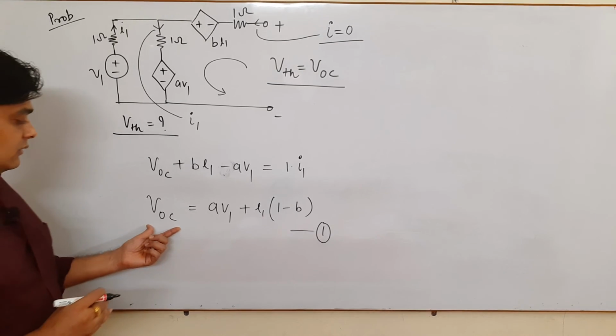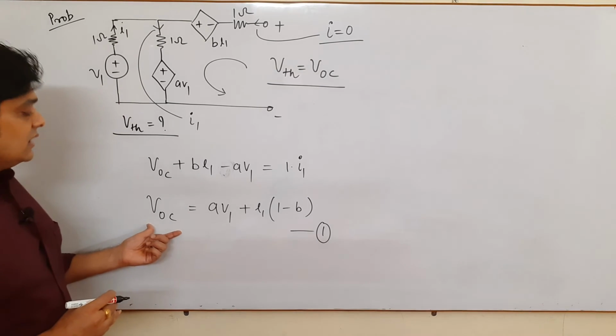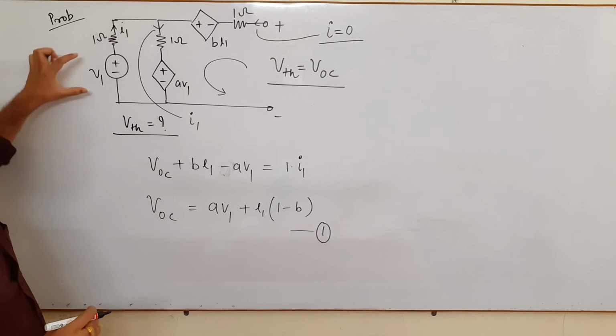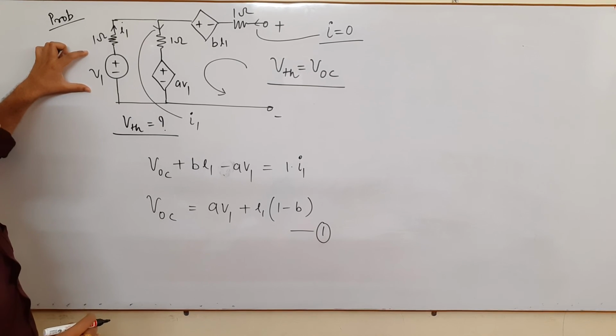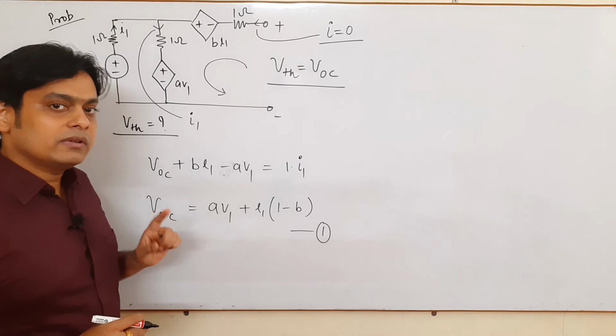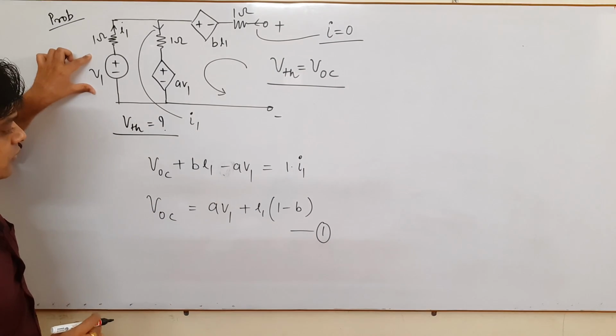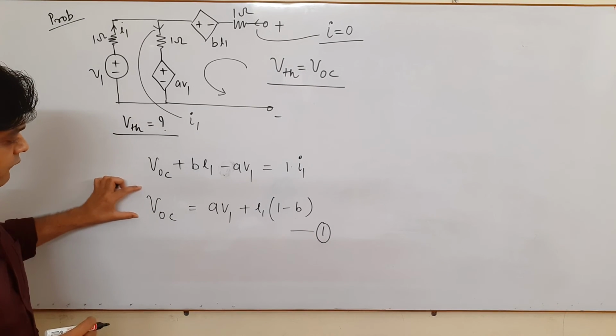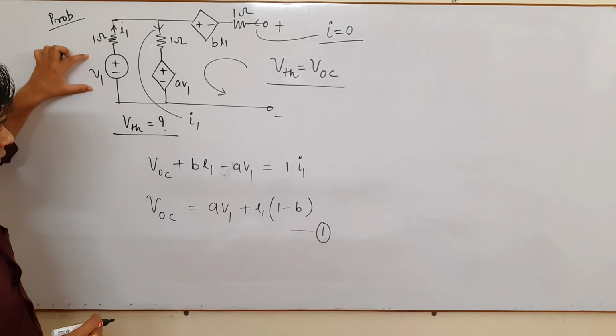Now whatever your open circuit voltage, it is in the form of the independent source present in the network. So if you see, V1 is your independent source. Very important thing, V1 is your independent source. So you have to find the value of VOC in terms of V1.